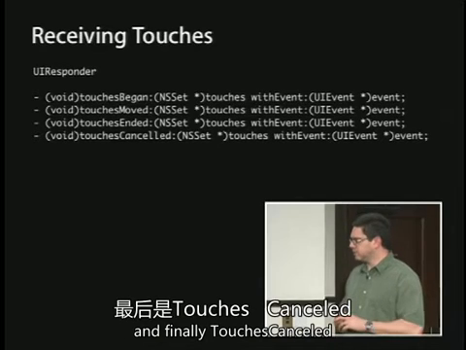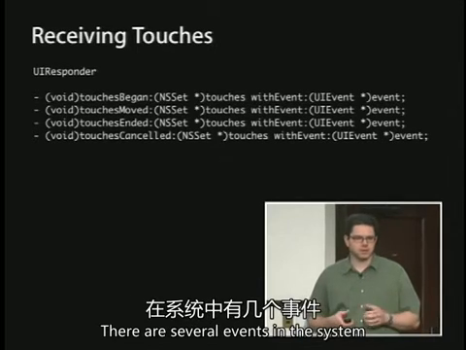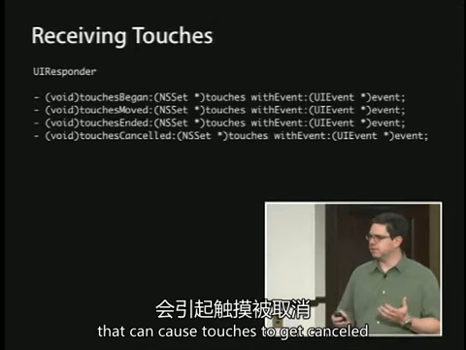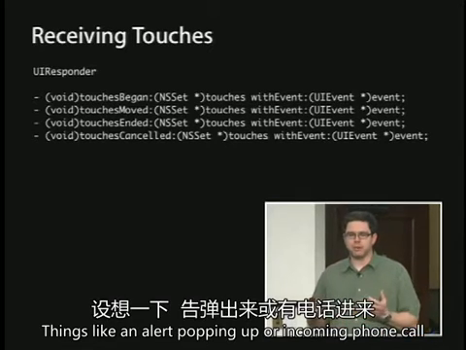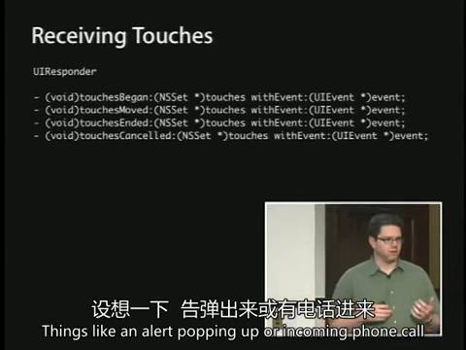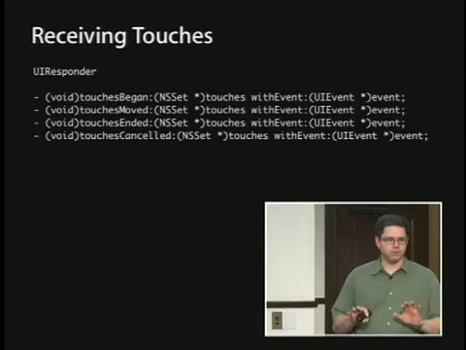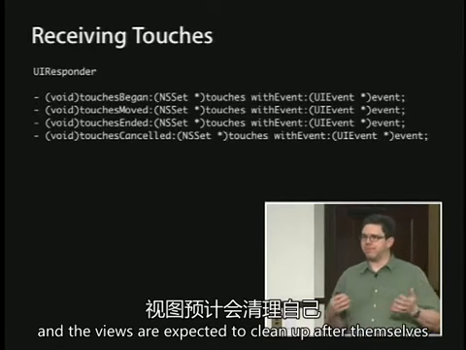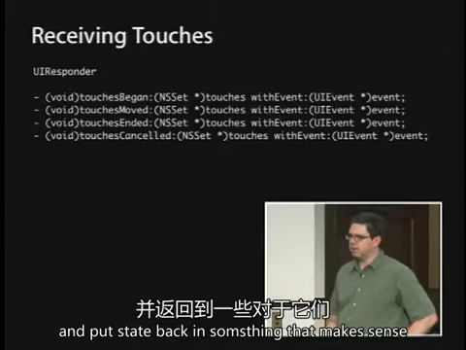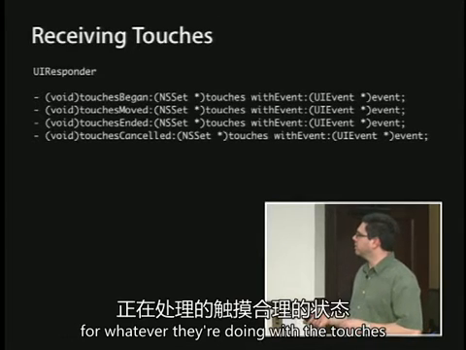And finally, touchesCancelled. There are several events in the system that can cause touches to get canceled. Things like an alert popping up or an incoming phone call will actually cancel out all the touches, and the views are expected to clean up after themselves and put state back in something that makes sense for whatever they're doing with the touches.